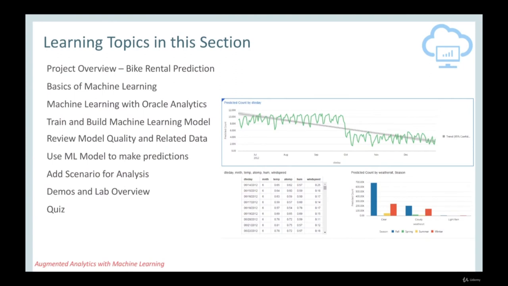We will be using a business use case for an organization who wants to predict a count of bike rental so that they can estimate the workload and the volume they should be expecting in the next 6 months. To build that predictive model, we will start with the basic concept of machine learning as well as the factors that you should be aware of while building and applying such models.